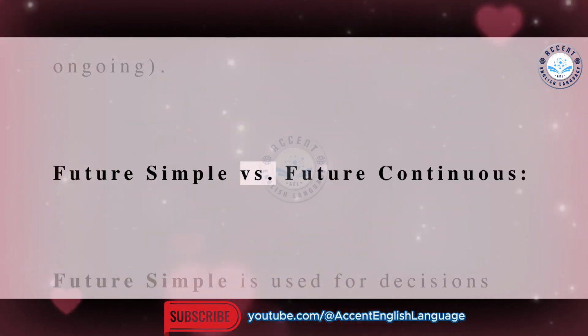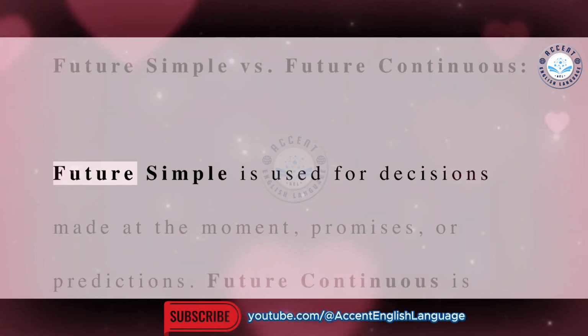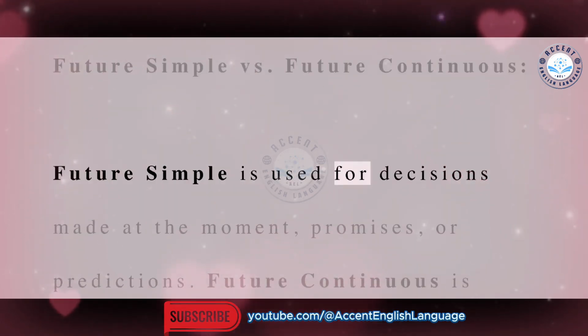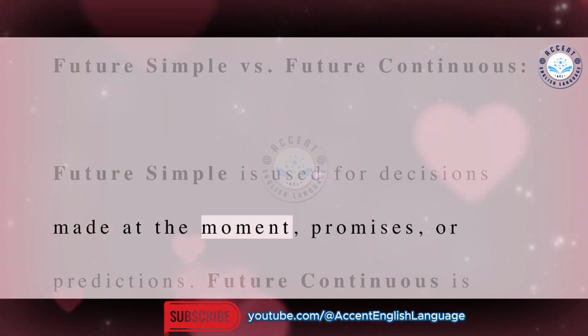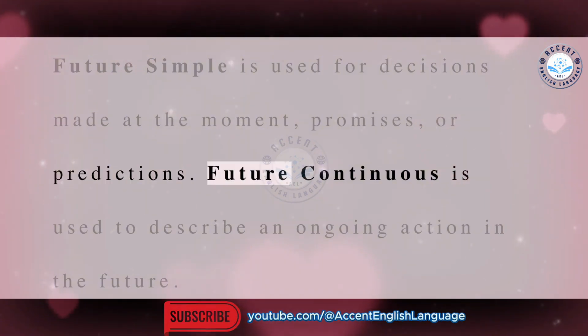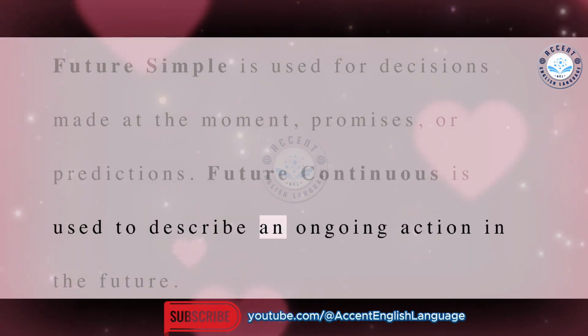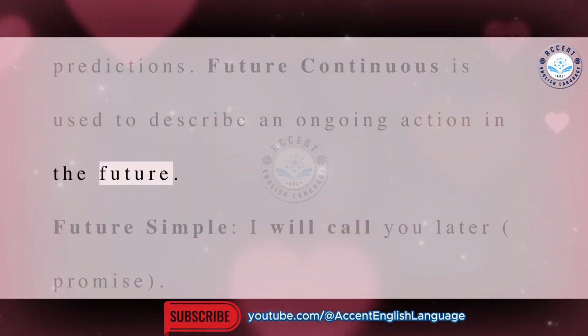Future simple versus future continuous. Future simple is used for decisions made at the moment, promises, or predictions. Future continuous is used to describe an ongoing action in the future.